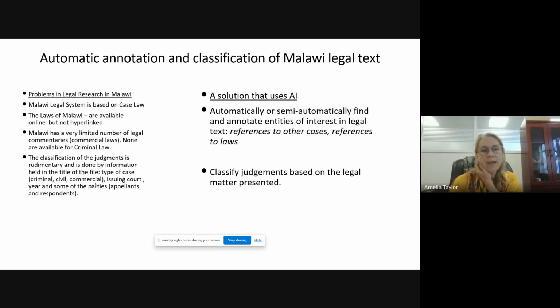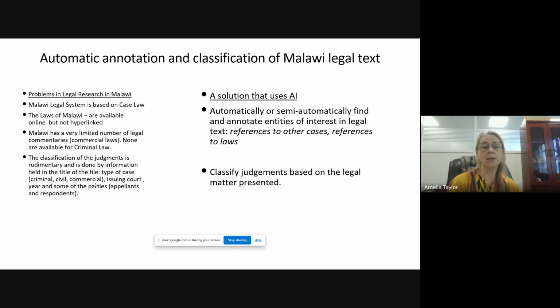So these are available to some extent online, but the text is static. So maybe you have a document that's uploaded and it's an image, or if you're lucky, it's a PDF, so you can maybe search it. But there is no hyperlinking or linking between different documents.